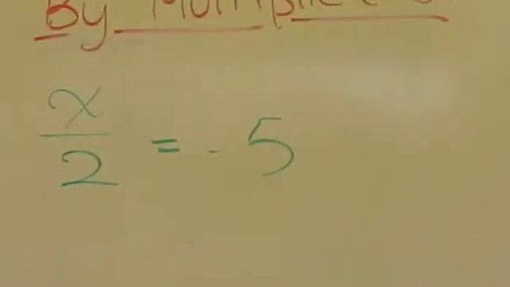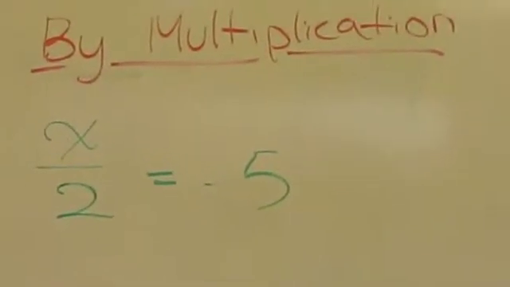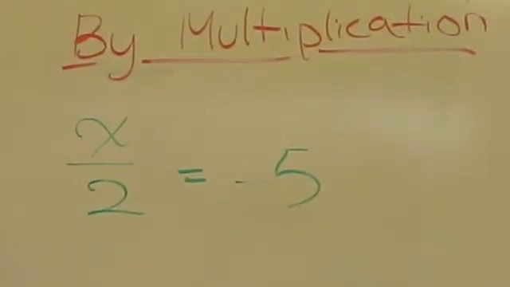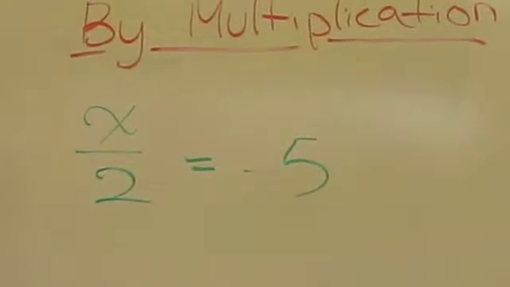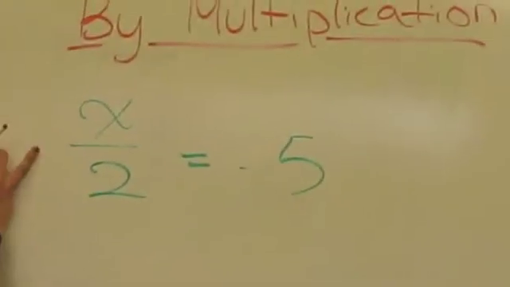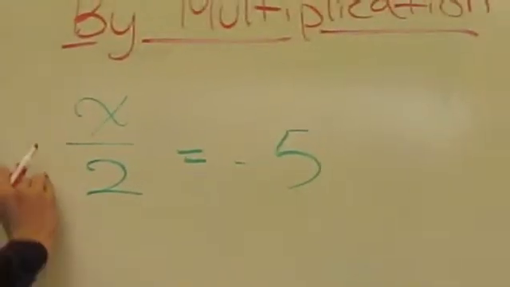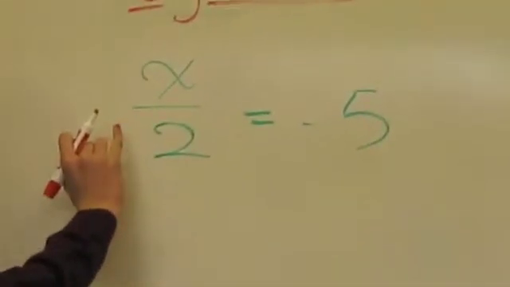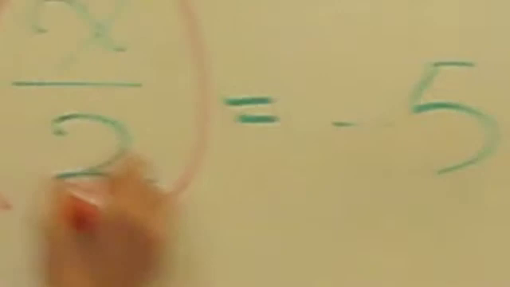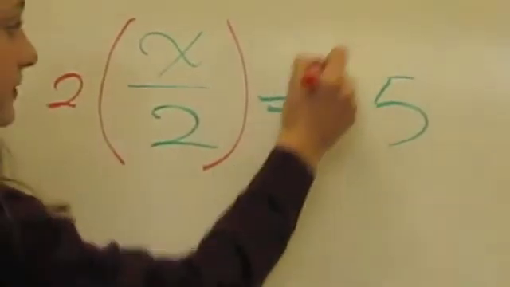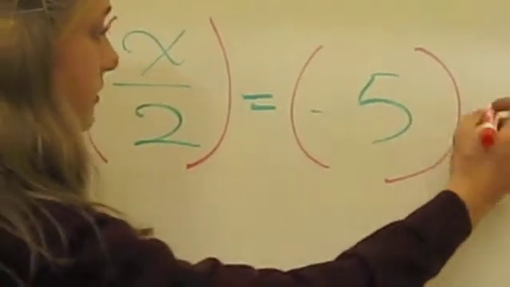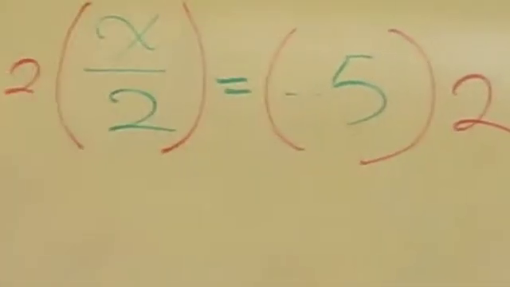Okay, solving an equation by multiplication is the exact opposite of solving by division. So you have a division question and you have to multiply the numbers to get the answer. So we have to isolate x, which is our variable, and because it's division, we're going to multiply by 2. So you have to multiply the entire side by 2, and what you do to one side, you also have to do to the other, so we're multiplying -5 by 2.